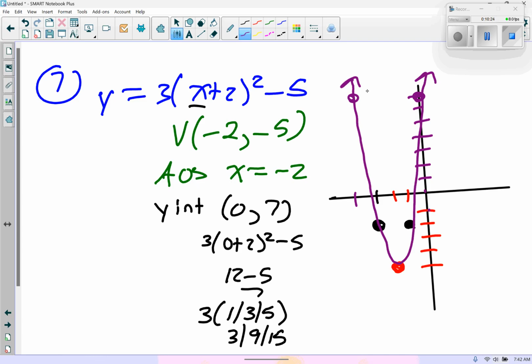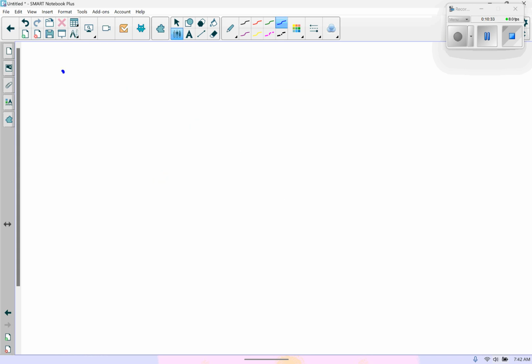Okay, we have x-intercepts, but again, I don't know exactly what they are because my dots didn't fall right on there. We could solve it, you could solve those equations and get it. Probably use the quadratic formula or something.